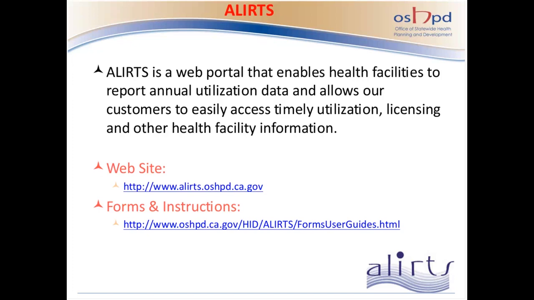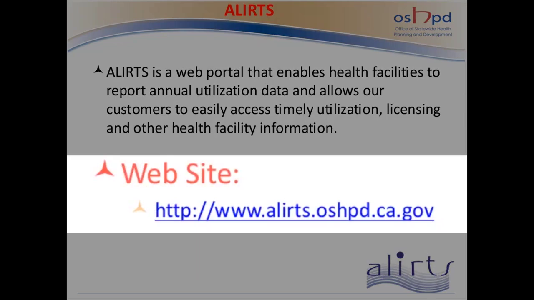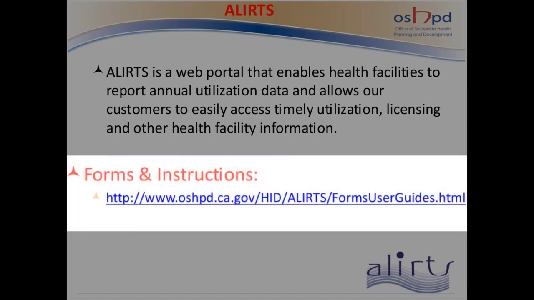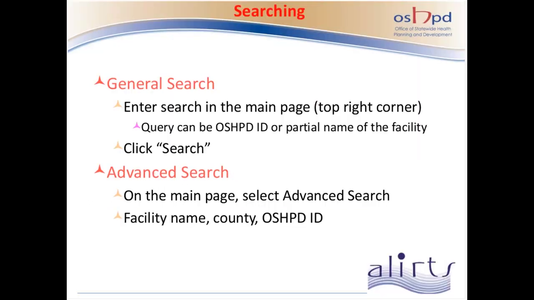Okay, as you can see, our website is http://alerts.oshpd.ca.gov, and also our forms and instructions are at http://hid/forms/alerts/forms/user-guides.html. There are several ways that you can search for a facility.